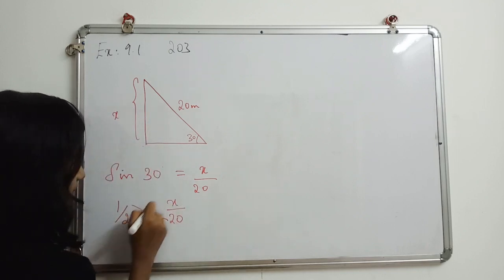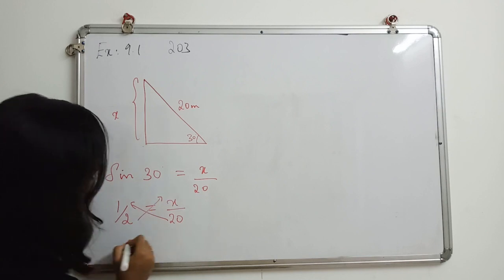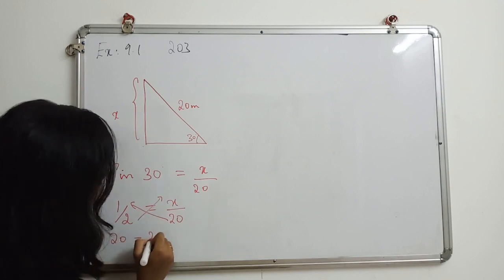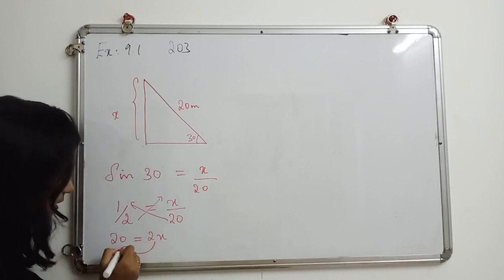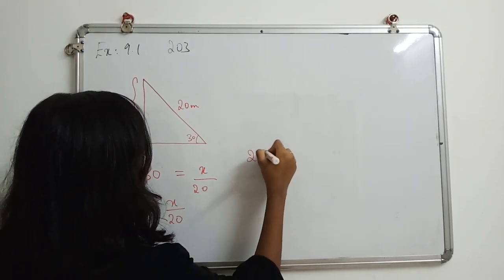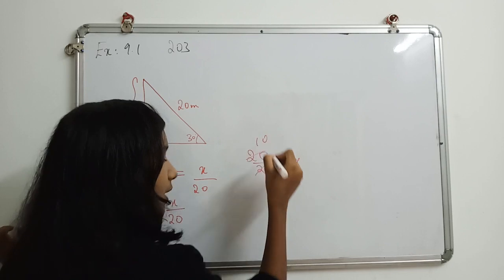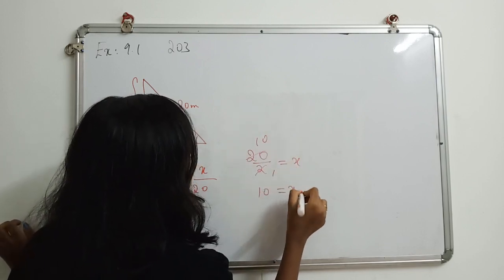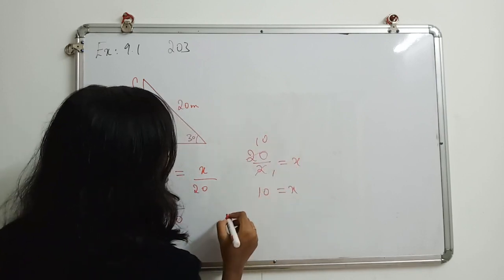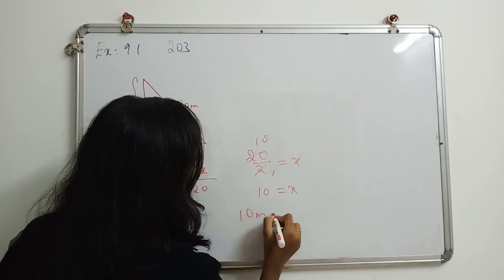Now we can cross multiply it. We get 20 is equal to 2x. Now bringing this here, we get 20 by 2 is equal to x. If we cancel, we get 10 is equal to x. The height of the pole is 10 meter.